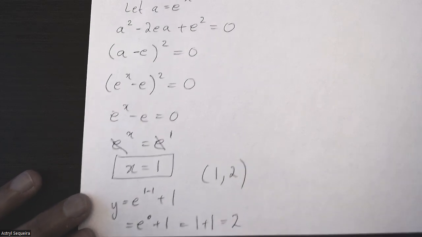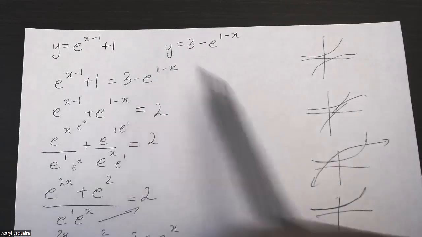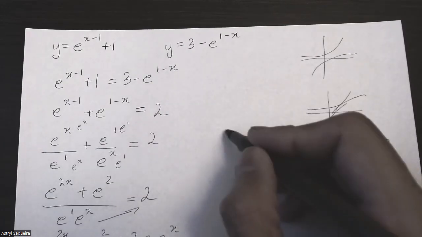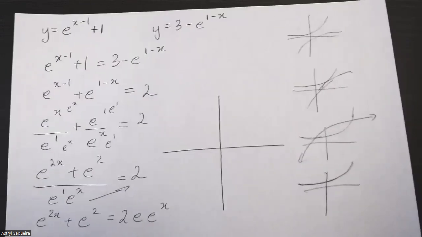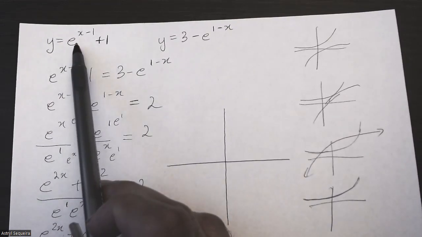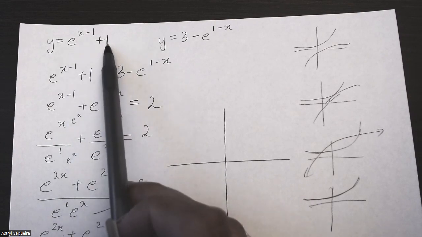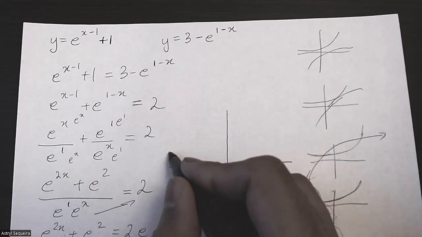Now that I found my point of intersection, I can sketch these functions out over here. If I look at this first function over here, I have my horizontal asymptote at y equals 1.